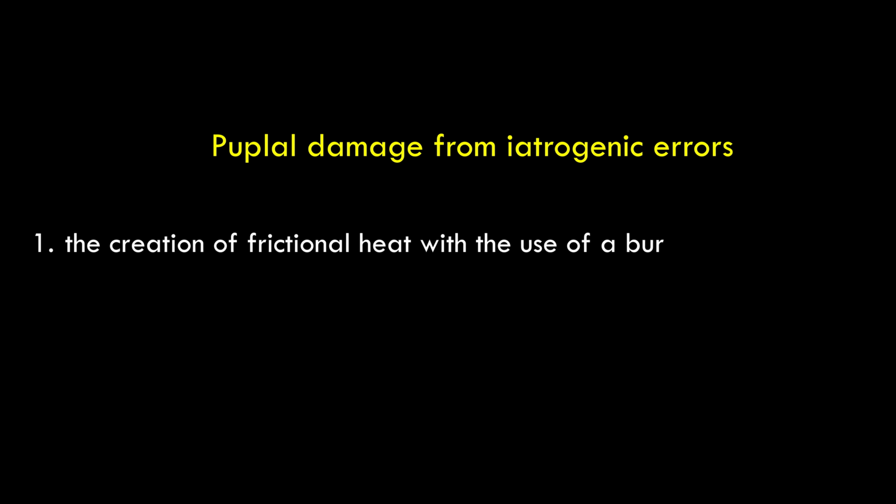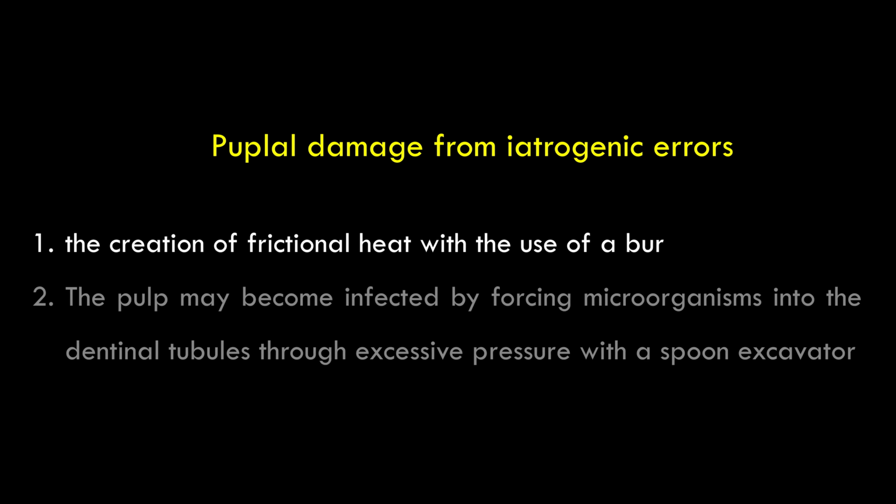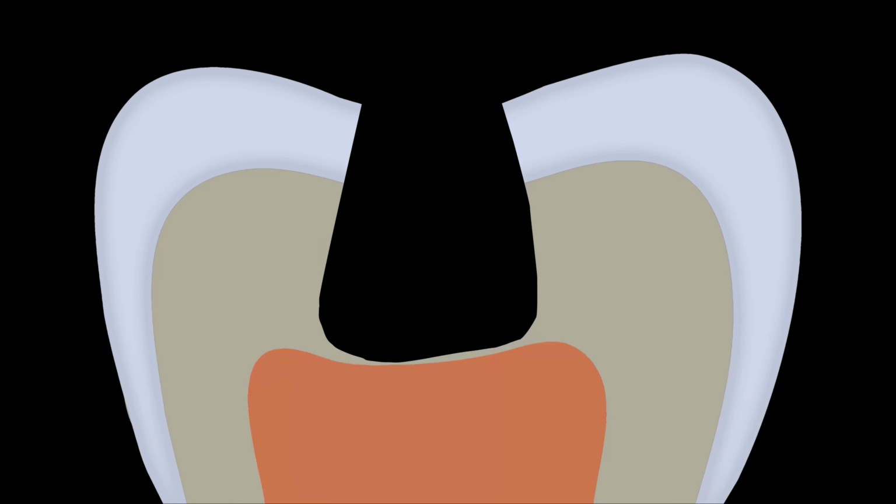The creation of frictional heat while using the burr, and the pulp may become infected by forcing microorganisms into the dentinal tubules through excessive pressure with a spoon excavator. Because already we have seen that the caries which is very close to the pulp must be removed with a spoon excavator, so that the dentin thickness will be very less. So if you are forcing the spoon excavator, the bacteria may be forced into the dental pulp, and we may damage the dental pulp.